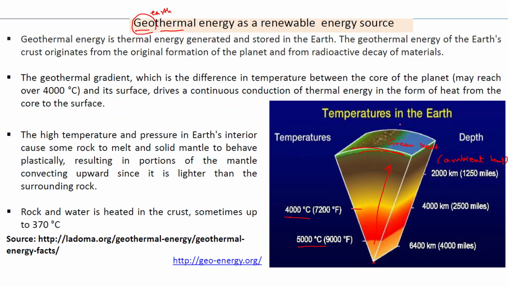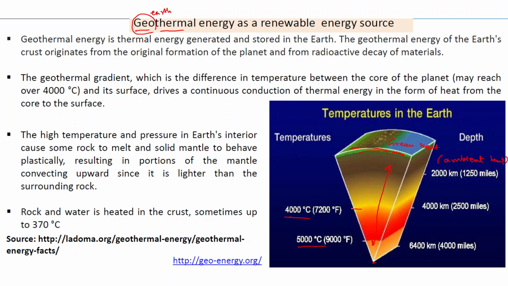The geothermal energy of Earth's crust originates from the original formation of the planet. This heat is generated in the core of the Earth due to various kinds of radioactive decay of material or various reactions going on inside the Earth. The geothermal gradient, which is the difference in temperature between the core of the planet and its surface, drives a continuous conduction of thermal energy in the form of heat from the core to the surface.